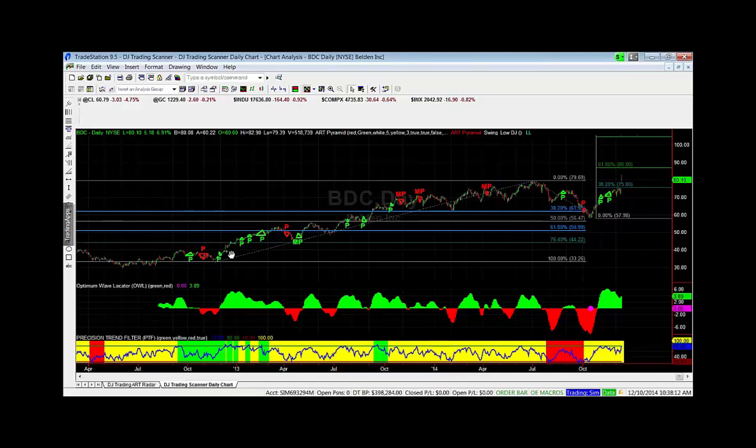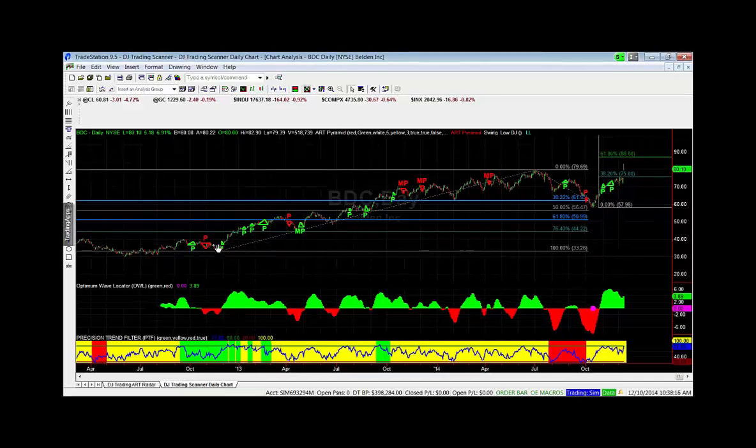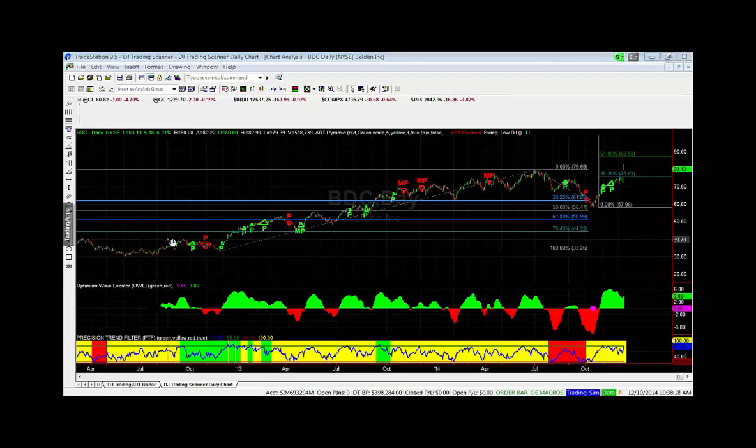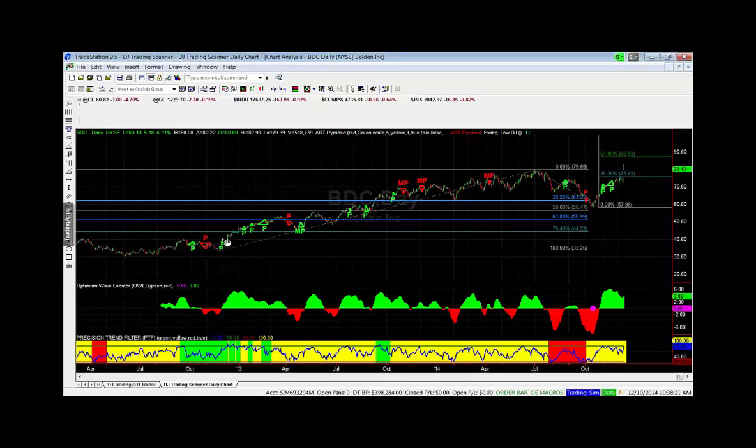And again, just using the pyramids, you could have gotten an entry here. You could see that this started to break out. It took out this previous high. You had a pyramid that got confirmed as it broke it. You could have taken this trade, put your stop here, and moved it up a couple times and not gotten stopped out till here and made a decent profit.